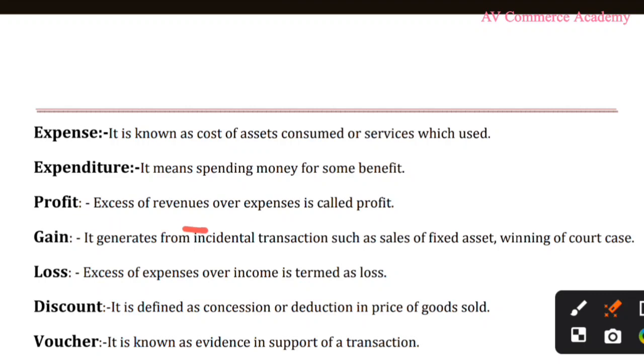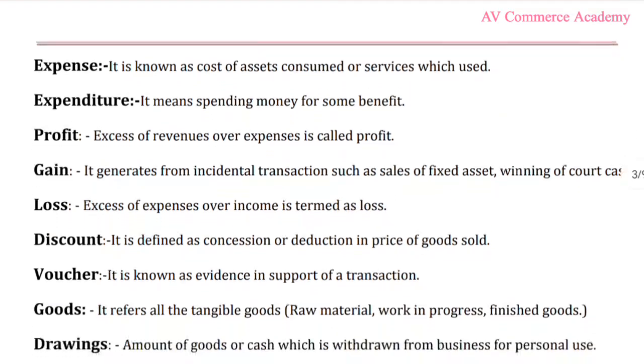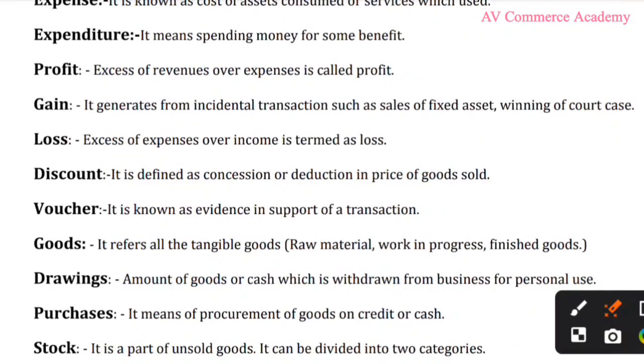So next is profit. Excess of revenue over expenses is called profit. Here, when your revenue is higher and expenses are low, that time it will be a profit. Gain is generated from incidental transactions like sale of fixed assets or winning court cases. Excess of expenses over income is termed a loss. Here, when your expenses are more than your income, that time we get the loss. And discount is given to sell the products, and voucher is nothing but evidence of purchase or transaction.